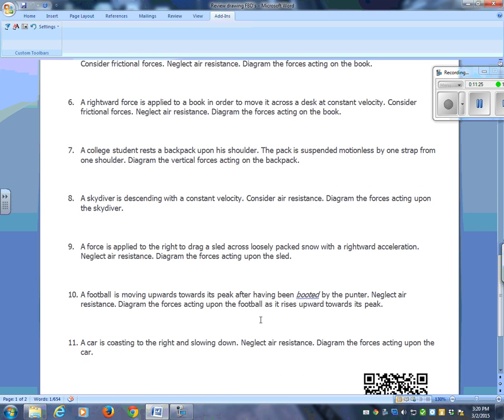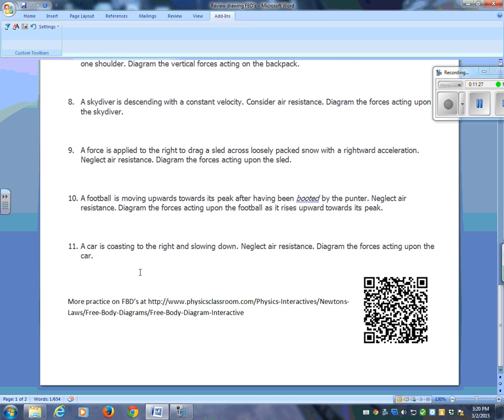Let's look at the last one here. A car is coasting to the right and slowing down. Neglect air resistance. Diagram the forces upon the car. Last one. Weight force down. Normal force up. Coasting to the right. Zach, decipher the physics code here. No applied force, says Hannah. She's right. Friction force to the left, right?